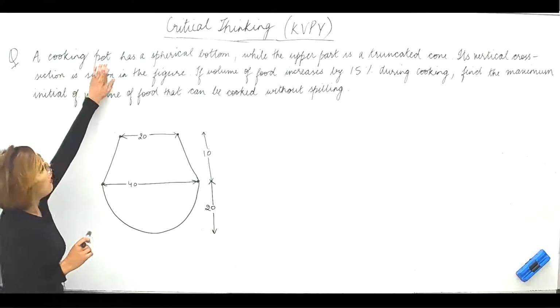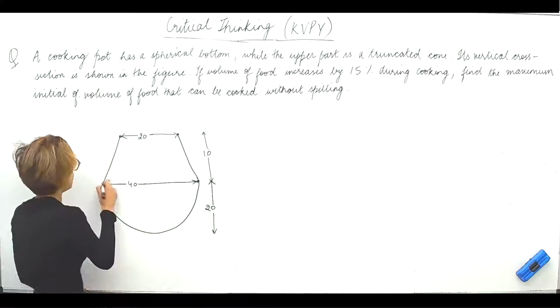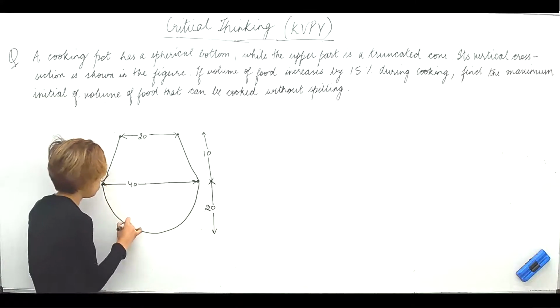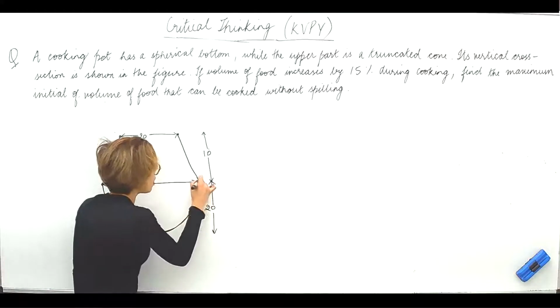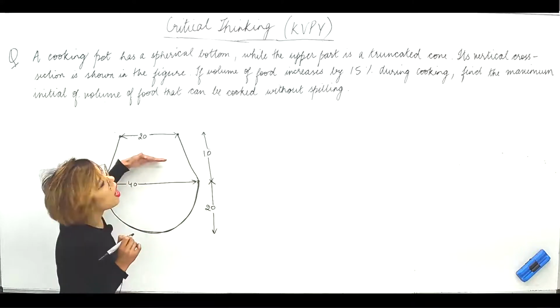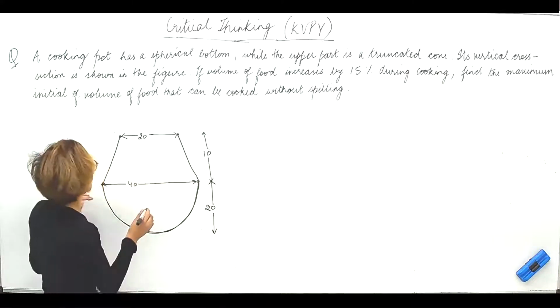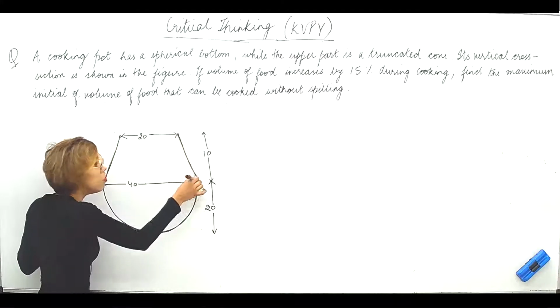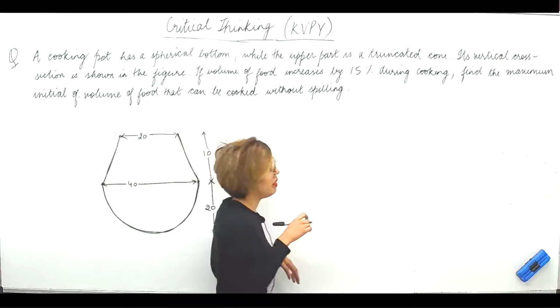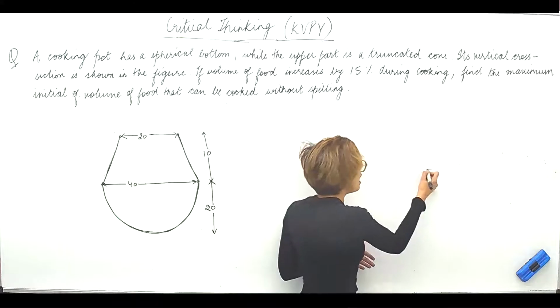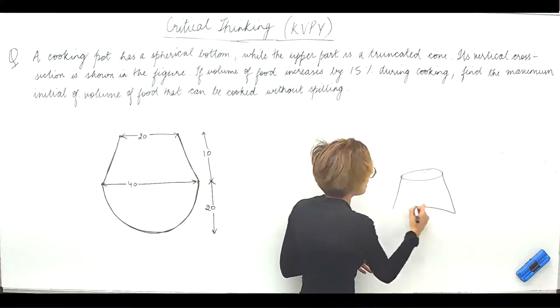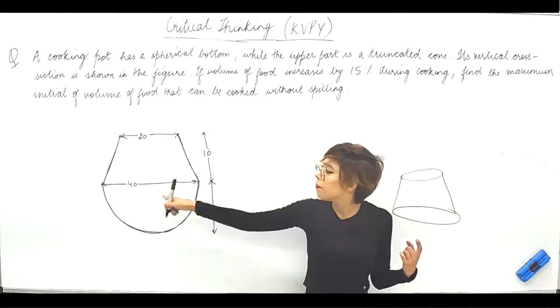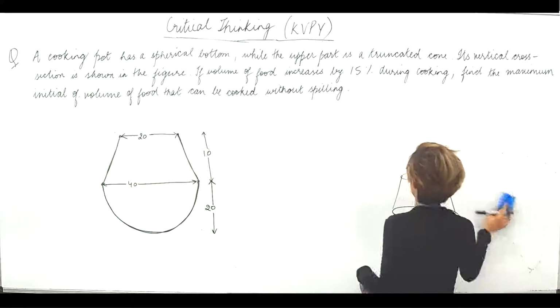A cooking pot has a spherical bottom. So, this is the spherical bottom, while the upper half is a truncated cone. So, upper part, this is the truncated cone. I hope you know how to interpret a truncated cone. It looks something like this. Basically, it is nothing but the frustum. Okay. So, we understand that.